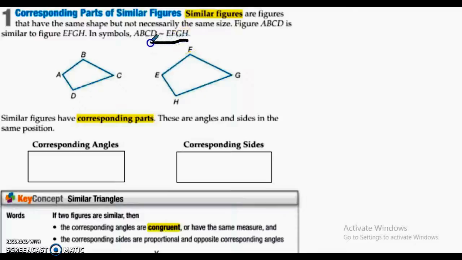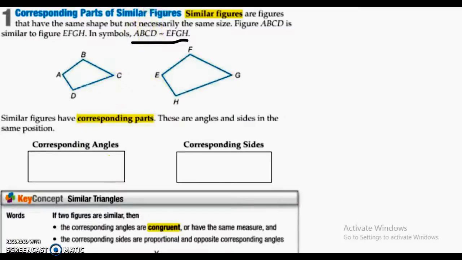This is the notation for similar. So this is saying figure ABCD is similar to EFGH. And now if it's similar, then it has corresponding parts that match up. So if you look here, A looks the same as E. So those are corresponding parts. B matches up with F, C matches up with G, and D matches up with H. So those are the corresponding parts.